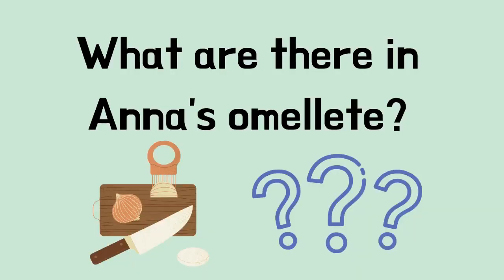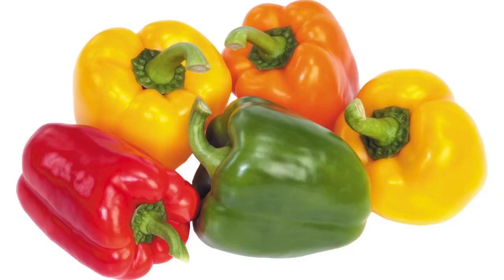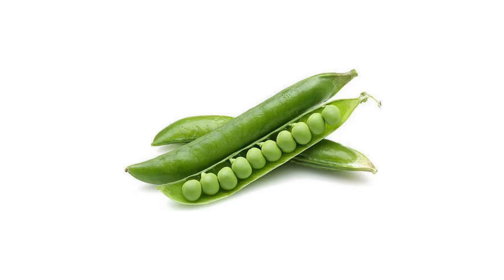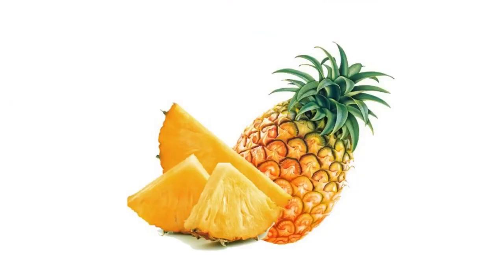Next, what are there in Anna's omelette? 5, 4, 3, 2, 1. Time's up. The answer is there's some cheese and peppers in Anna's omelette. And the last question is, what are there in Greg's omelette? 5, 4, 3, 2, 1. Time's up. The answer is there are some peas, onions, and pineapple. Yay! Who got all answer correct? Raise up your hand.